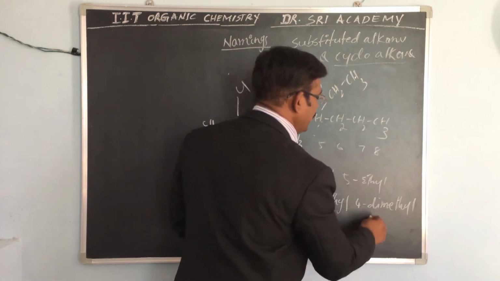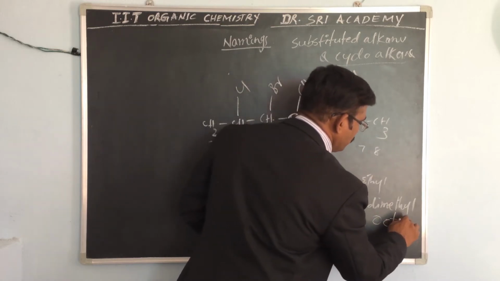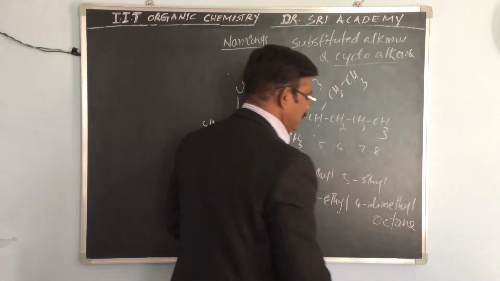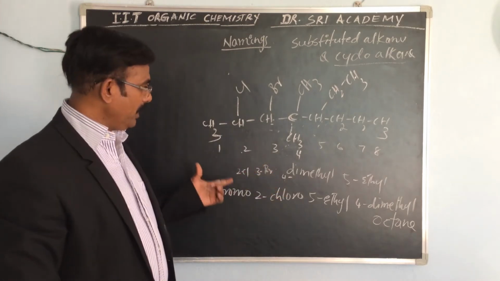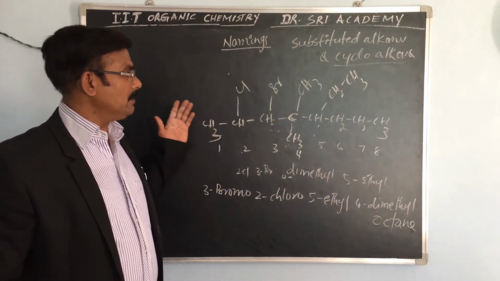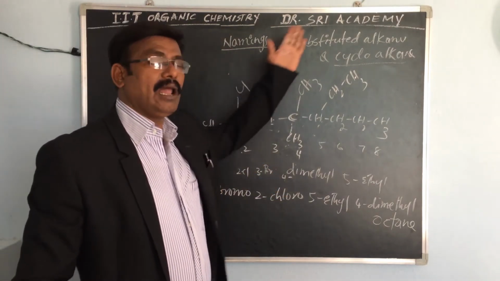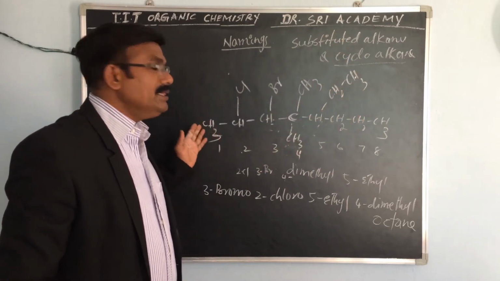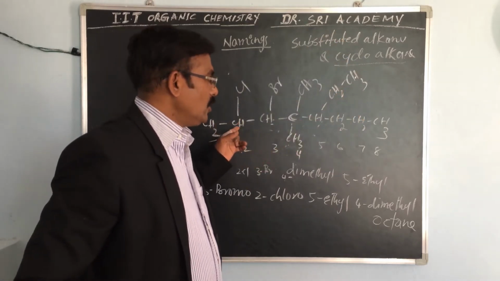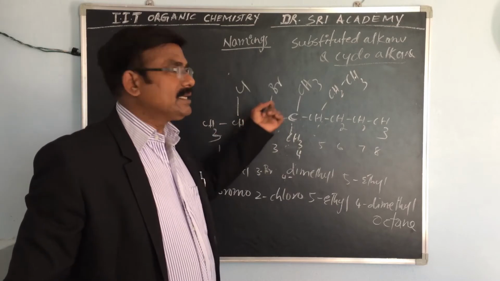Octane, this is the root name. So this is the name according to IUPAC. First we have selected the longest chain. In this all our single bonds are there, so that is the ane, octane.